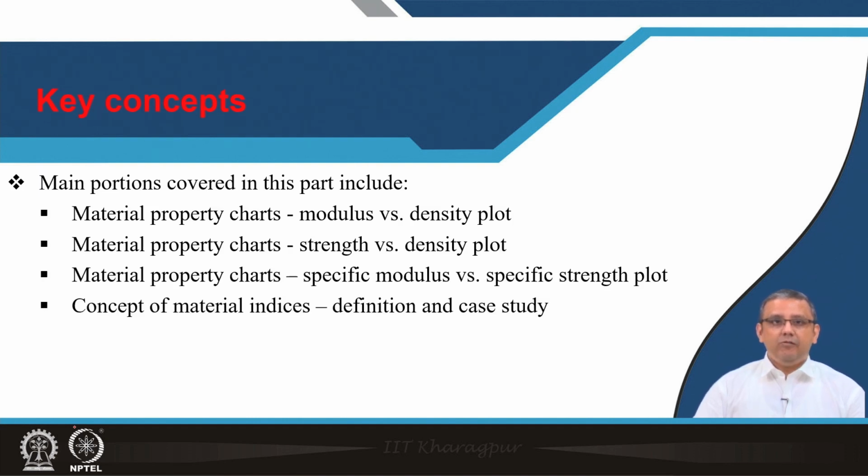In this lecture, we will go into much more detail on the material property charts, and specifically three charts: modulus versus density, strength versus density and specific modulus versus specific strength will be discussed. Special emphasis will be put on hybrid materials like cellular materials and composite materials. And then we will give a brief introduction to the concept of material indices, their definition, and a case study will be discussed.